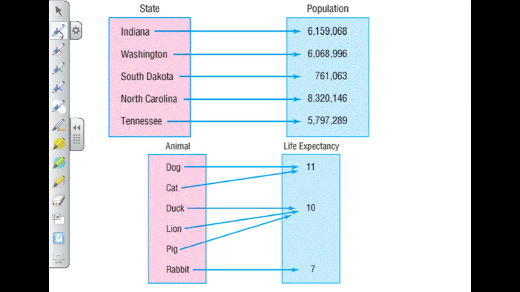So looking at this, is this a function? Yes, it is. For every x, there's only one y. But this is a special function because for every y, there's only one x. So we call this a one-to-one function. Not only does the vertical line test pass, but also the horizontal line test passes.